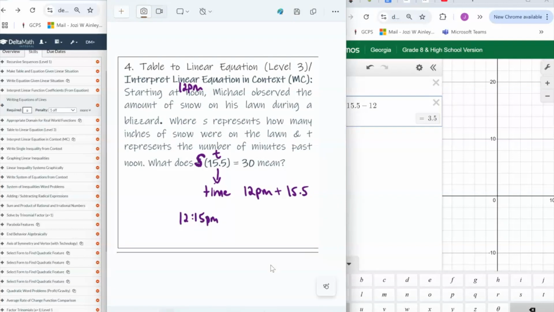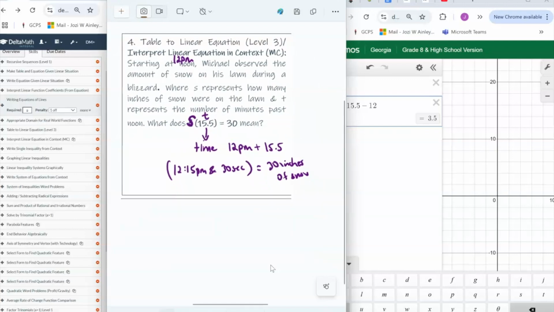12:15 p.m. and 0.5 is what, 30 seconds, right? At 30 seconds, all right, at 12:15 p.m. and 30 seconds, there will be 30 inches of snow. Okay, so at 12:15 p.m. and 30 seconds at Michael's place, there'll be 30 inches of snow.